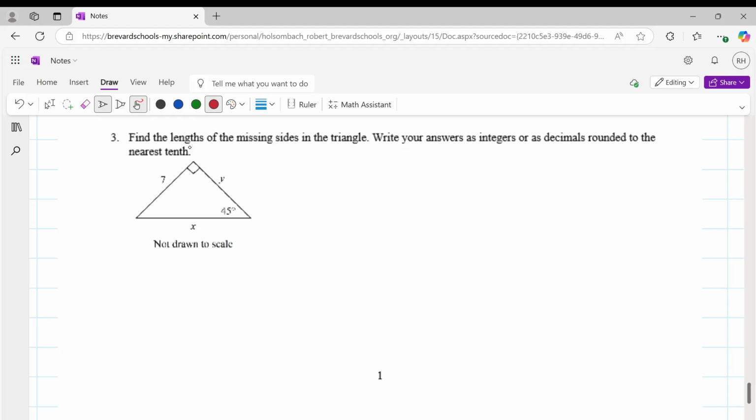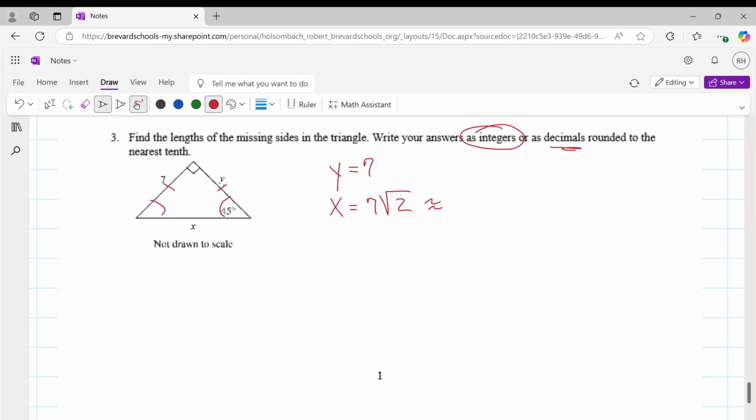Problem number 3, find the lengths of the missing sides of the triangle. Write your answers as integers or as decimals, rounded to the nearest tenth. All right, so this is another 45, 45, 90 right triangle. The two legs are congruent to each other. So I'm going to start off with the y, and it's equal to 7. And the x is equal to a leg times the square root of 2.